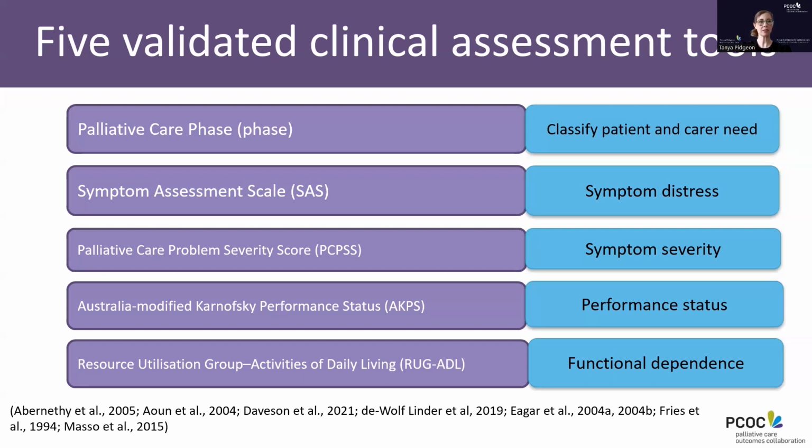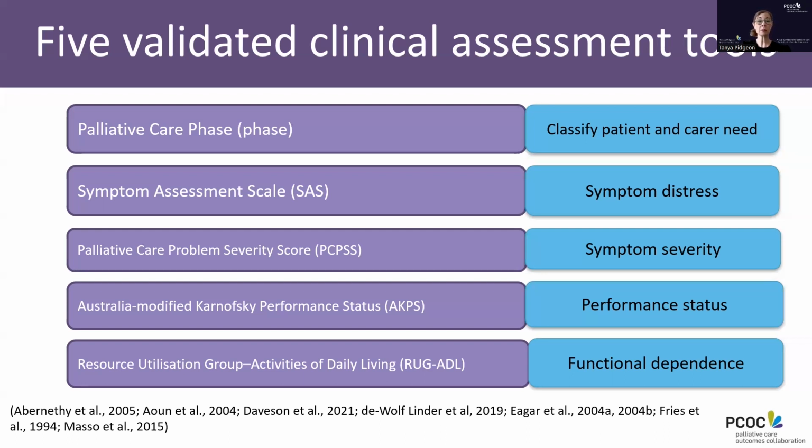And the AKPS, or Australian Modified Karnofsky Performance Scale. This measures the overall performance status on a scale of 100 to 10 and is based on observations of a patient to perform common tasks related to activity, work, and self-care. Finally, the RUG-ADL, or Resource Utilisation Group of Activities of Daily Living. This describes patient functional dependency and the resources required for care.